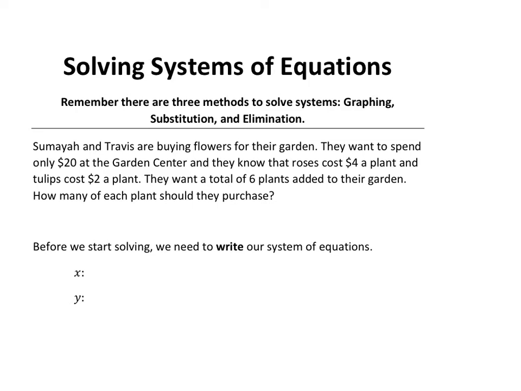So here's our situation. Sumaya and Travis are buying flowers for their garden. They want to spend only $20 at the garden center and know that roses cost $4 a plant and tulips cost $2 a plant. They want a total of 6 plants added to their garden. How many of each plant should they purchase? So the first thing we need to do is write our system of equations.